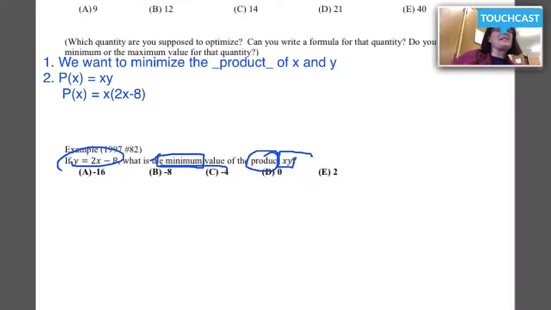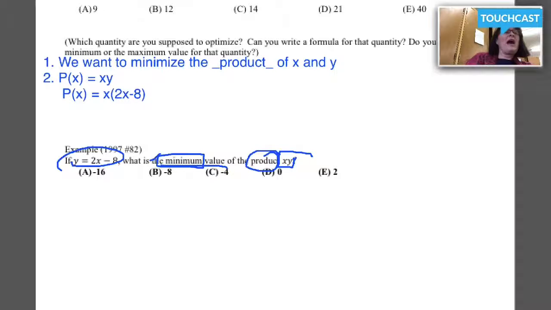I want to minimize the product of x and y, so I wrote this, I just called it p for product. I made a little function of x. It's actually a function of x and y when I start, but I want it to be a function of x. So I called it p of x, I said it was equal to xy, but then I said, I can replace y with 2x minus 8. So here's my function, p of x. I want to minimize it.